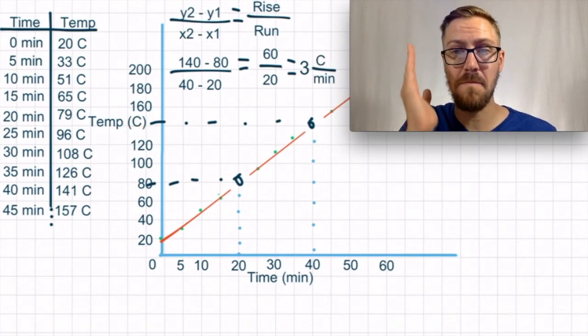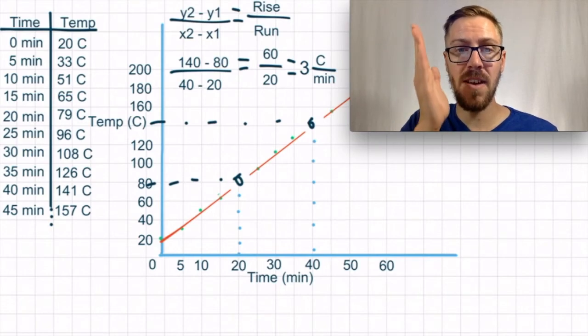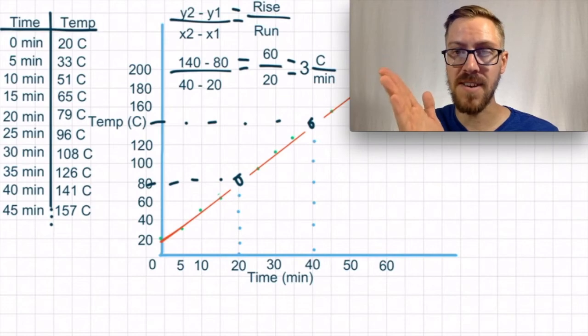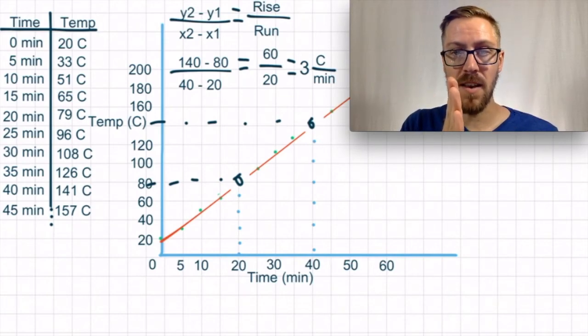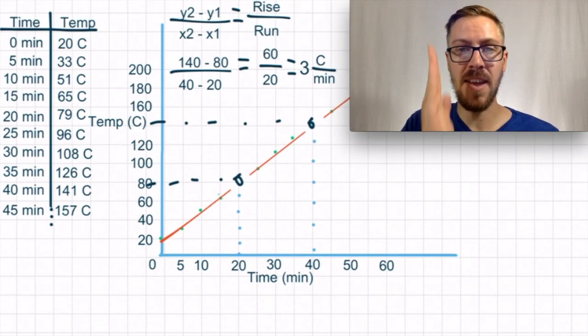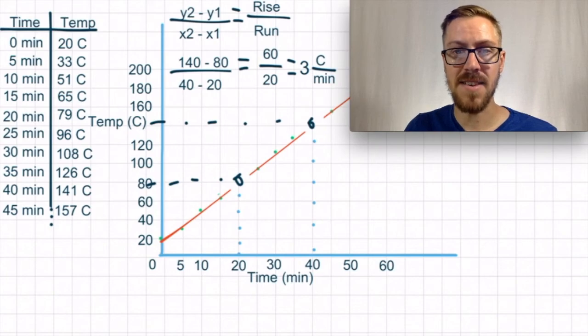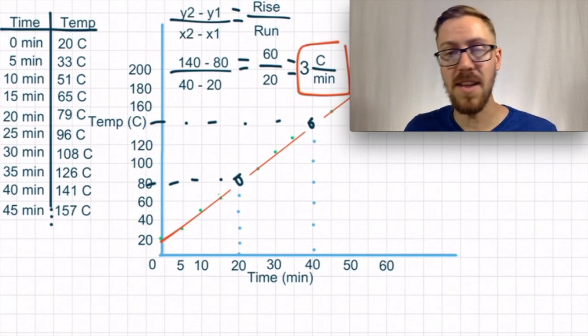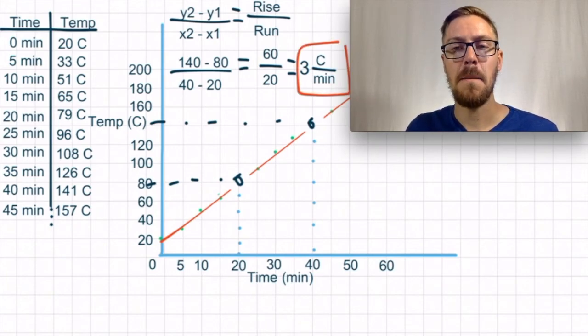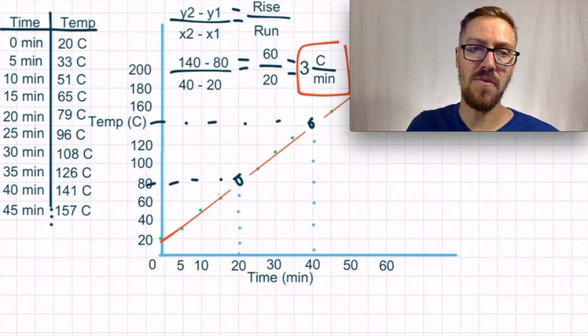What this statement means is that every 1 minute, our temperature rises 3 degrees. Every one we run, it rises 3. Every 1 minute is 3 degrees Celsius. So that's our answer, 3 degrees Celsius per minute. And what that means is every 1 minute, our temperature increases 3 degrees.